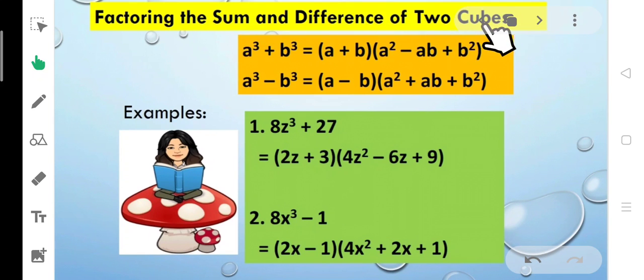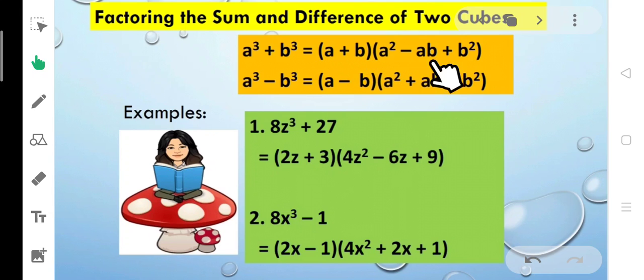Factoring the sum and difference of two cubes. This time, we have two cubes. We have the sum of two cubes, perfect cubes, and the difference of two cubes. So just follow this pattern. For the sum of two cubes, we have two factors, one binomial factor and one trinomial factor. To find the binomial factor, just get the cube roots of the first and the last term. So the cube root of a cube is a, cube root of b cube is b.